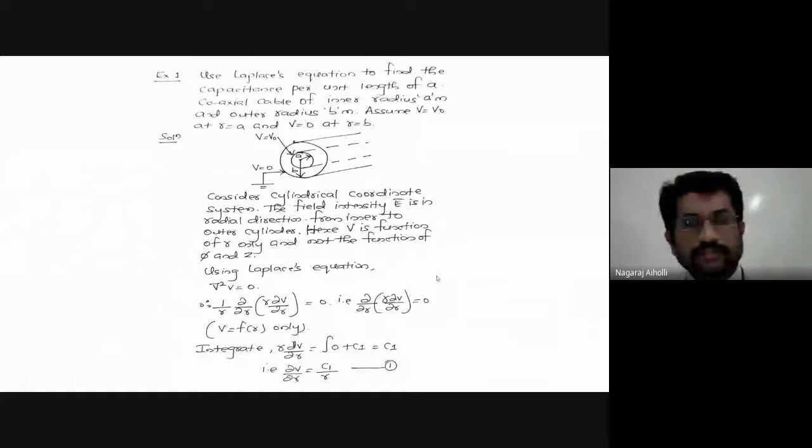Yes, sir. Okay. Take down this example. Use Laplace's equation to find the capacitance per unit length of a coaxial cable of inner radius a meter and outer radius b meter. Assume V equal to V naught at r equal to a and V equal to 0 at r equal to b. Take the statement.